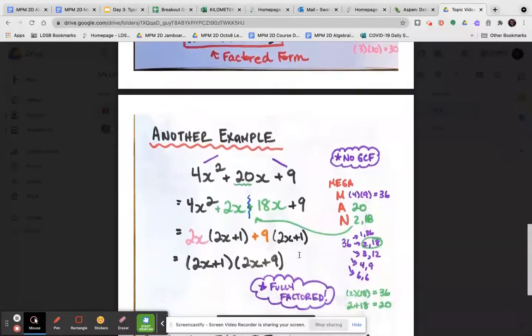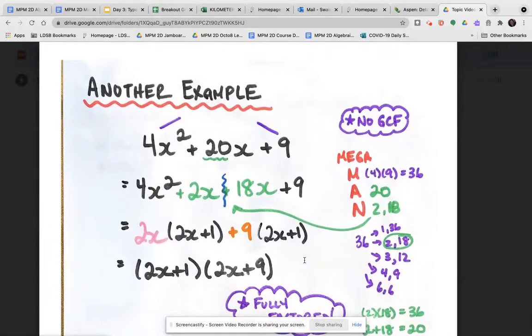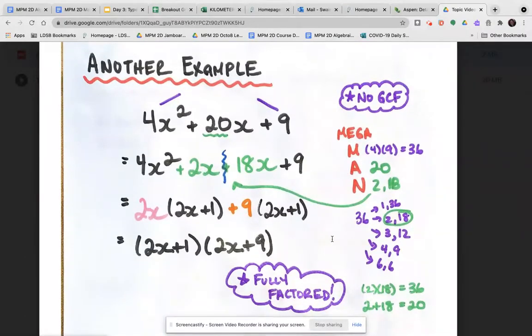So I'm going to go through one more example here of how to do this so that you can see another one done for you. So this time we have 4x squared plus 20x plus 9. This is a type 2 trinomial because my a value is 4, so I know I just can't do a simple man. I'm going to do a mega man.